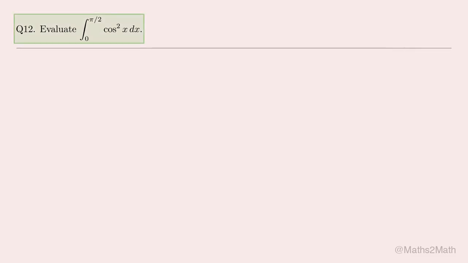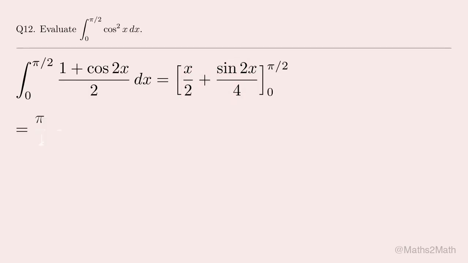Question 12. Cosine squared over the quarter turn, the half angle identity. The sine term vanishes at both ends. Convert and integrate. Only the x term survives, pi over 4.